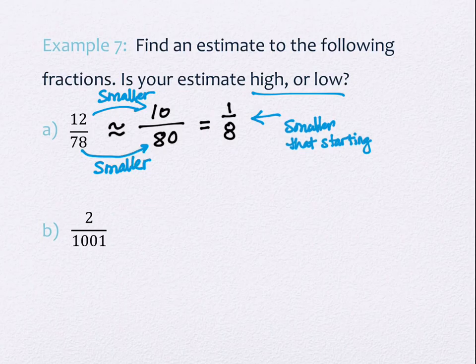So if it is smaller than my starting fraction, is 1 over 8 a high estimate or a low estimate? It's low. It's smaller than what I started with, so it's a low estimate. So that's great if it makes it smaller on top and smaller on bottom. But what if one makes it smaller and the other one makes it bigger? Well, that's a more difficult thing to justify, okay? So when that happens, and I think that will happen on your homework on one of them, you're going to have to think of some other options of how you know.